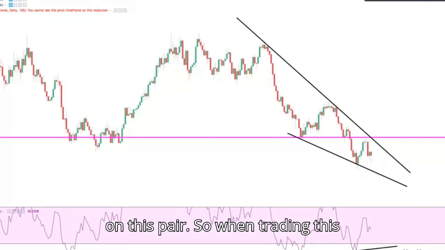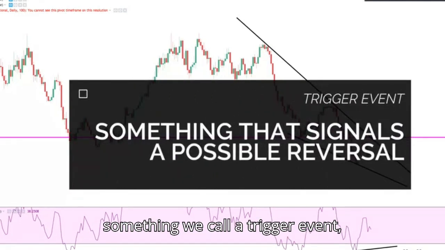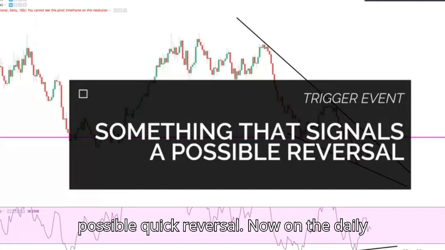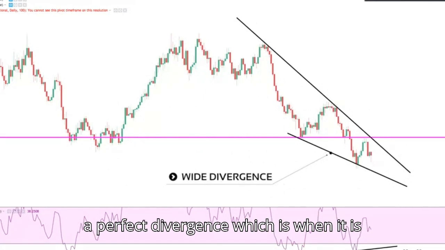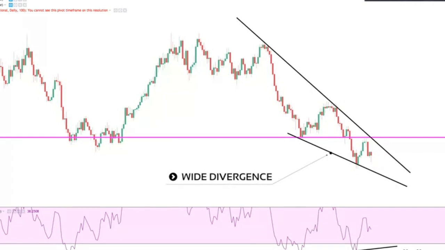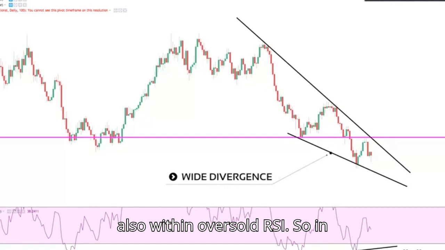So when trading this aggressive pivot entry, you need something we call a trigger event, meaning something that can trigger a possible quick reversal. Now, on the daily time frame, we have divergence. And this is a perfect divergence, which is when it is very wide, which you don't always see. Both the points of this divergence are also within oversold RSI.